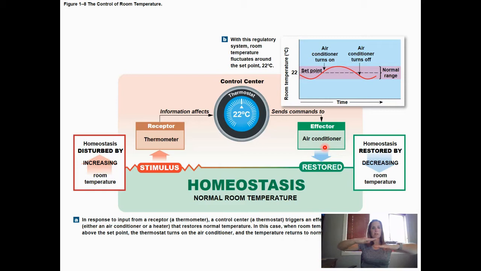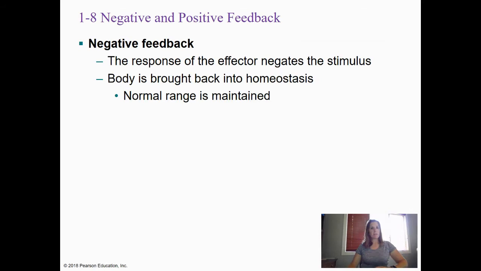That is an example of negative feedback. The response of the effector negates the stimulus. So the stimulus went up here, the temperature went high. The effector was the air conditioner. It brought the temperature back down to that normal point.